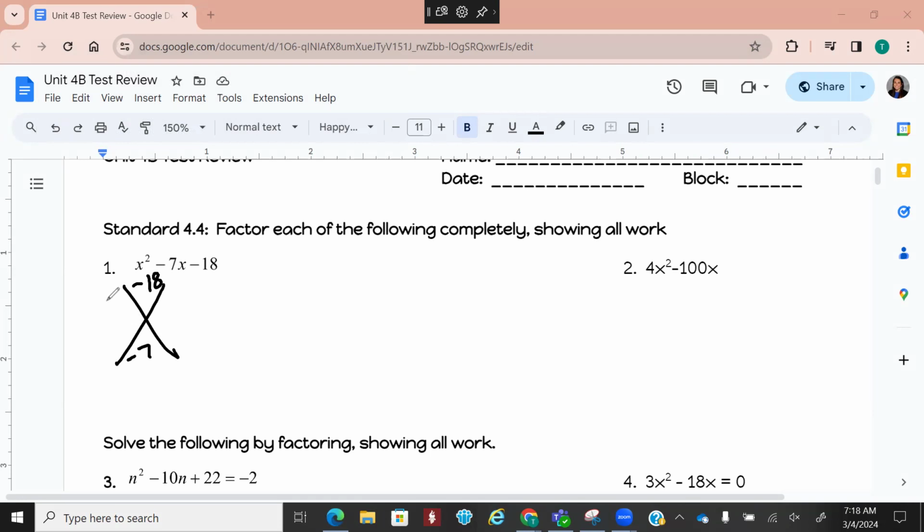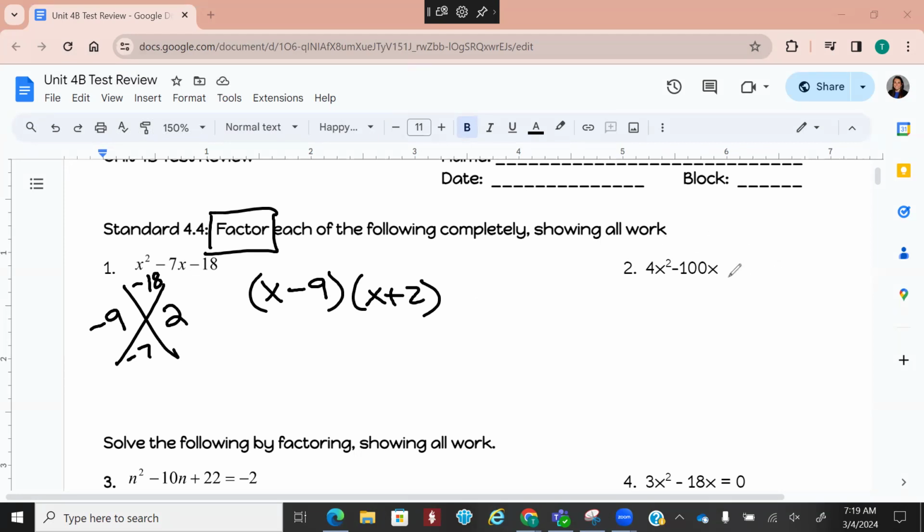Nobody? God bless. Okay, so that's going to be -9 and 2. So this will be x minus 9 and x plus 2. Now, you have to pay attention to what the verb is, whether they want you to factor or whether they want you to solve. Those are two different things, okay? Everybody okay on that?